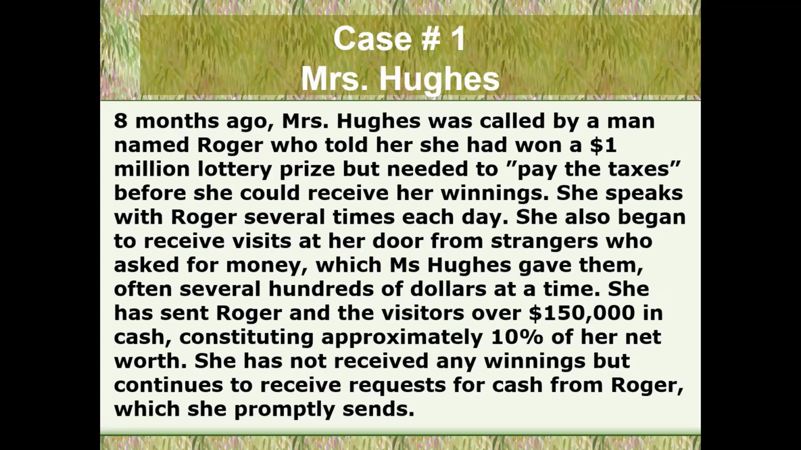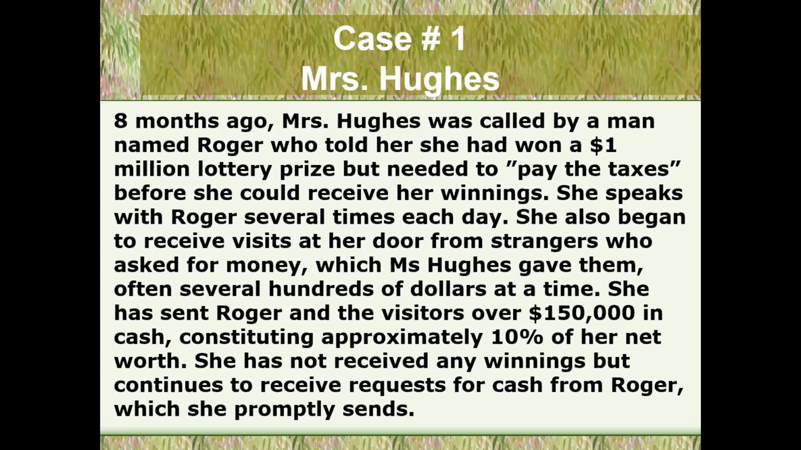Eight months ago, Mrs. Hughes got a call from a man, unsolicited. The man's name is Roger, and Roger told her, congratulations, Mrs. Hughes. You have won the lottery, and you have won a $1 million prize. He explains it all to her, and she said, we're so happy. However, we need to pay the taxes due before you can receive your winnings. And I know about 3/4 of you sitting at this conference today have seen cases very similar to this.